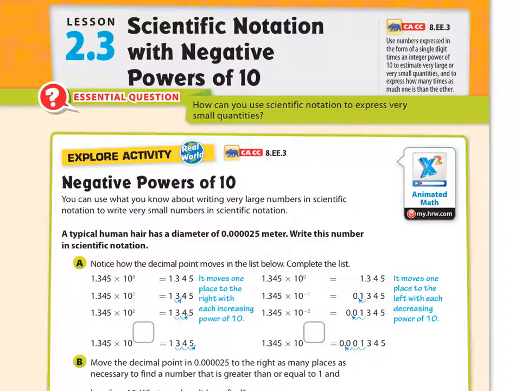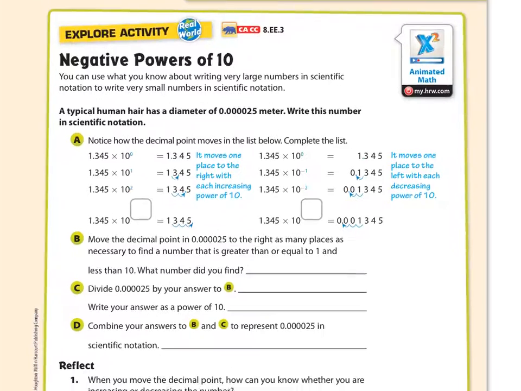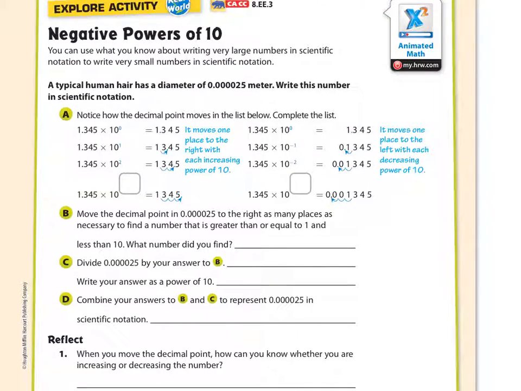So let's take a look at this example here that's on the front page. A typical human hair has a diameter of 0.000025 meters. Write this number in scientific notation. So it actually shows you this list comparing the number 1.345 with different powers of 10 just to see how it looks. So I'll let you look through that and see if you can find some kind of pattern. Even fill in the blank if you wanted to. But let's go ahead and go to part B.